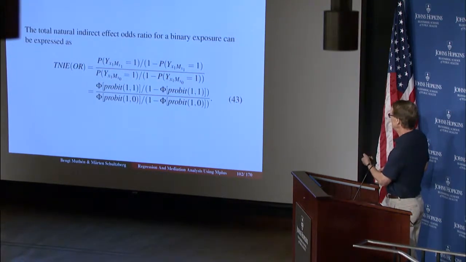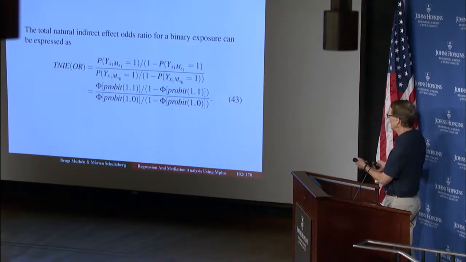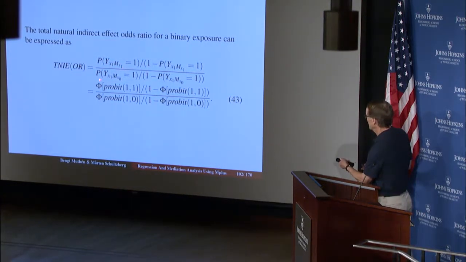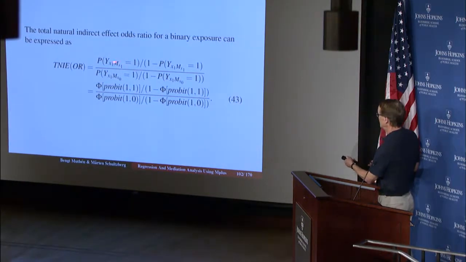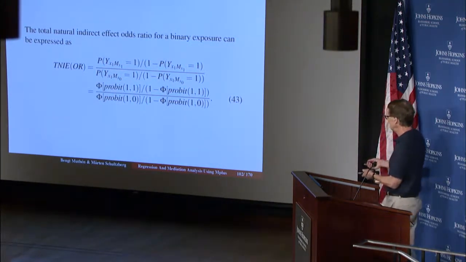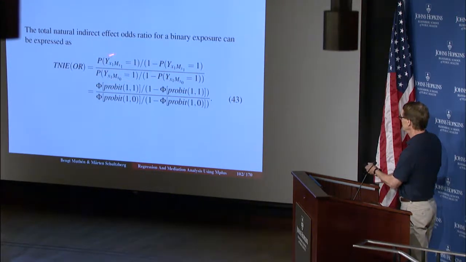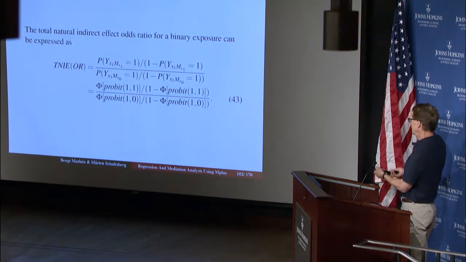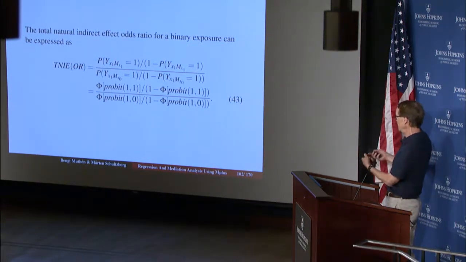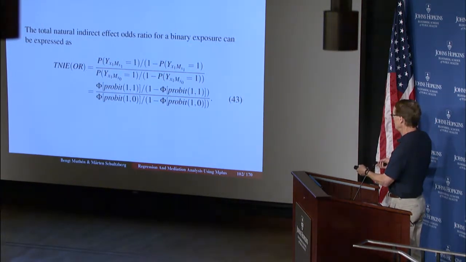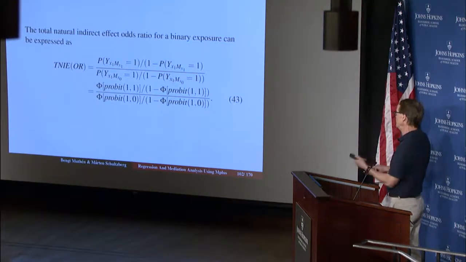Now you can do it in odds ratio instead. You recognize, this is the natural indirect effect again, in odds ratio form. You recognize the 1, 1, 1, 0. So you take the odds, the probability 1, 1 divided by 1 minus that, that's the odds. And then the odds for the 1, 0 in the denominator. And the ratio becomes an odds ratio. And you don't need to have logistic regression for odds ratios. It's just that with logistic regression they simplify.